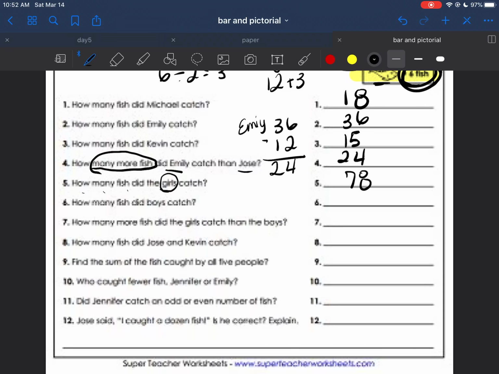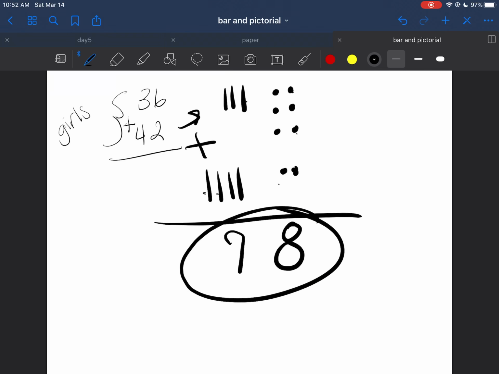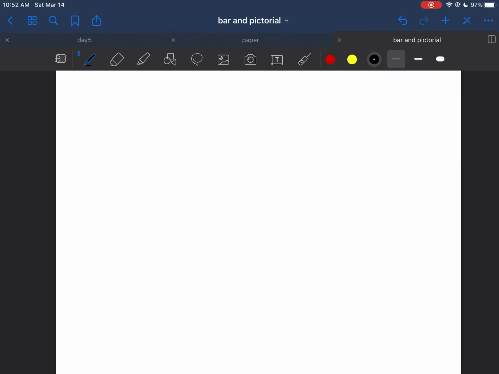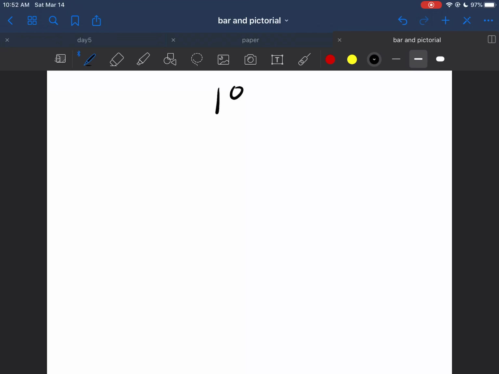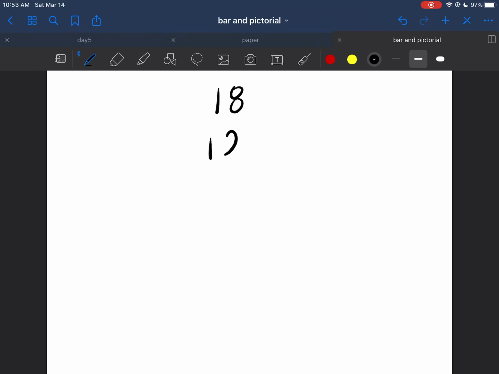How many fish did the boys catch? All right, so I'm going to do the same thing. I'm going to put all the boys' fish together. Michael caught 18. Jose caught 12, and Kevin caught 15. I'm going to add all three numbers together using base 10. How many 10s?